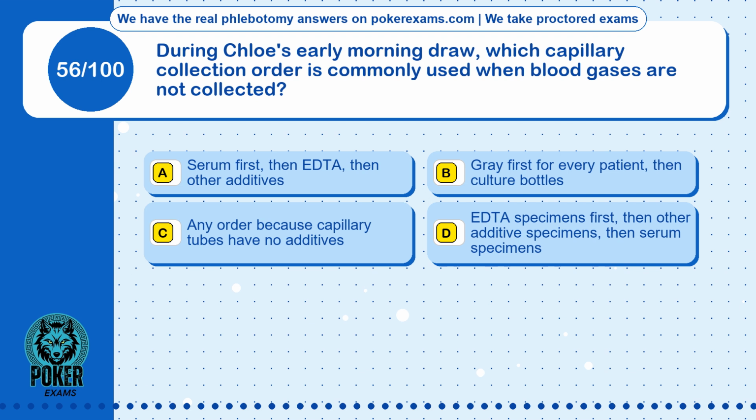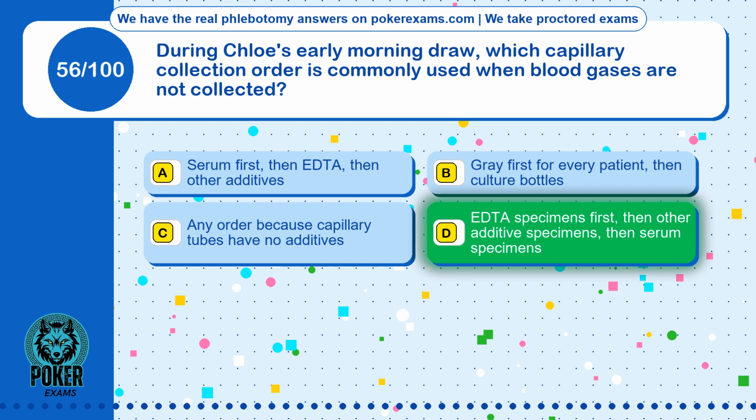Question 56. During Chloe's early morning draw, which capillary collection order is commonly used when blood gases are not collected? Option A, serum first, then EDTA, then other additives. Option B, gray first for every patient, then culture bottles. Option C. Any order because capillary tubes have no additives. Option D, EDTA specimens first, then other additive specimens, then serum specimens.